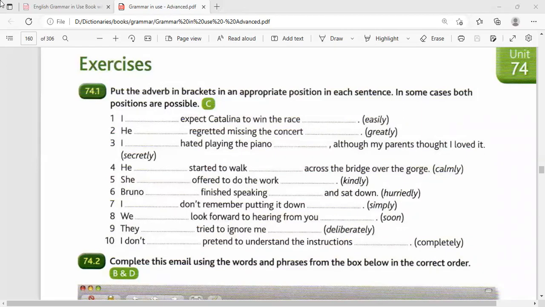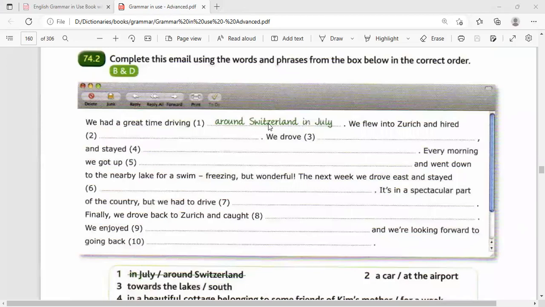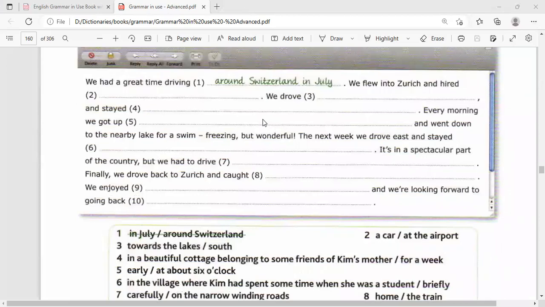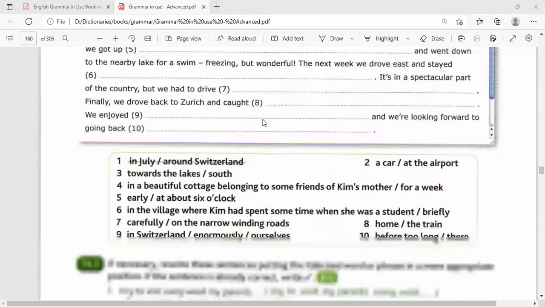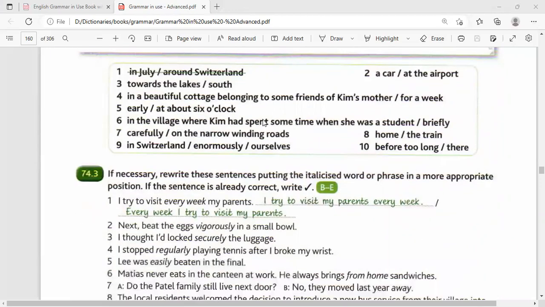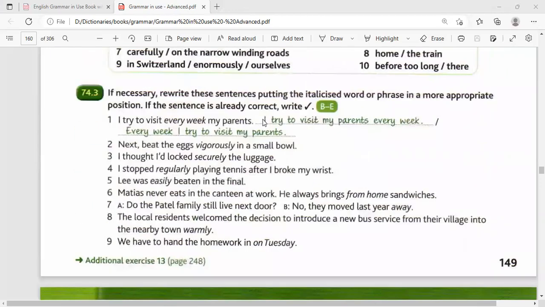Would you like to have another exercise or is this enough? I think this is enough. Okay.